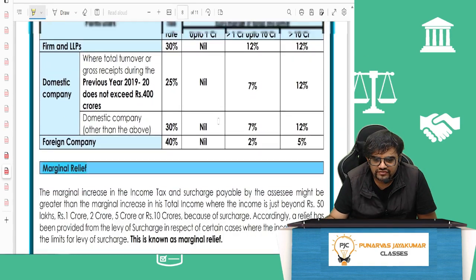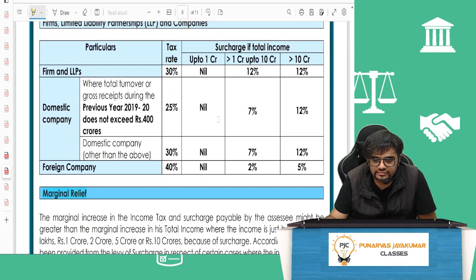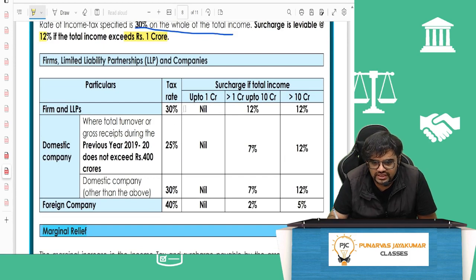Companies, slightly different. Firms and LLPs, guys, flat rate of 30%. Surcharge, you see: up to 1 crore nil. Greater than 1 crore up to 10 crore, 12%. More than 10 crore also, 12%. You see, surcharge is highest for whom? Individuals, 37%. Individual, AOP, BOI, HUF.